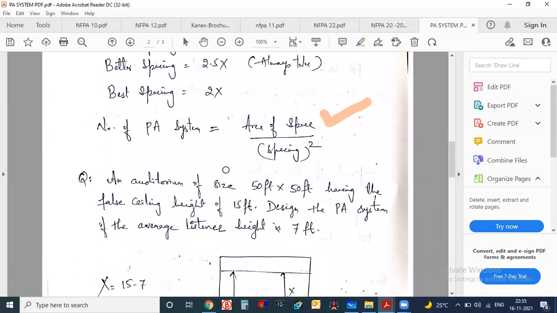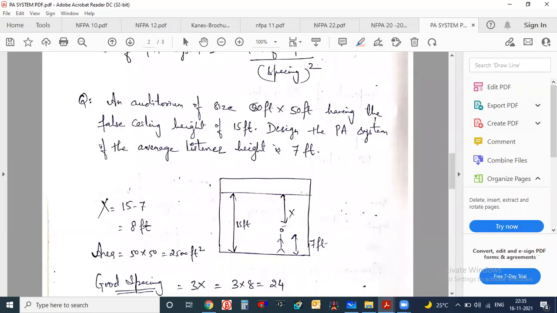Yes. Here one example is given: 50 feet by 50 feet. False ceiling height is given. Design the PA system if the average listener height is 7 feet. So here they have given 2 heights, C and L. What is listener height? Person height. Normally it is a person height.